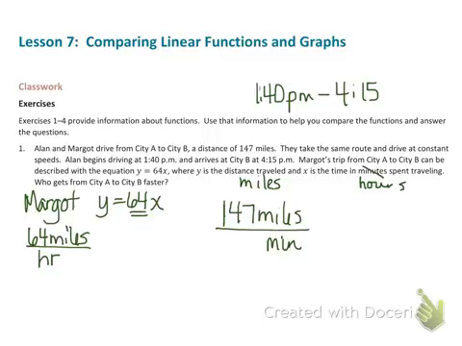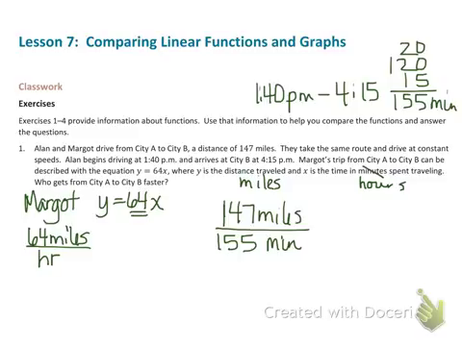So if you're like me, you do this in parts. So from 1:40 to 2 would be 20 minutes. I'm going to start adding it up here. 20 minutes. And then from 2 to 4 would be 2 hours, so that's 120 minutes. And then another 15. So his time is 155 minutes. All right, that's the way I do that. So he goes 147 miles in 155 minutes.